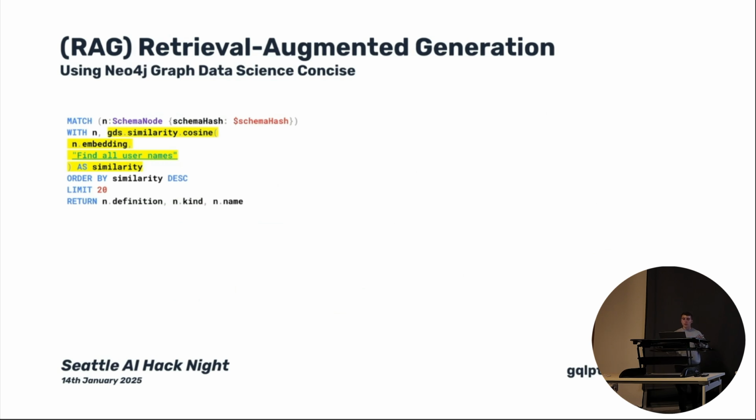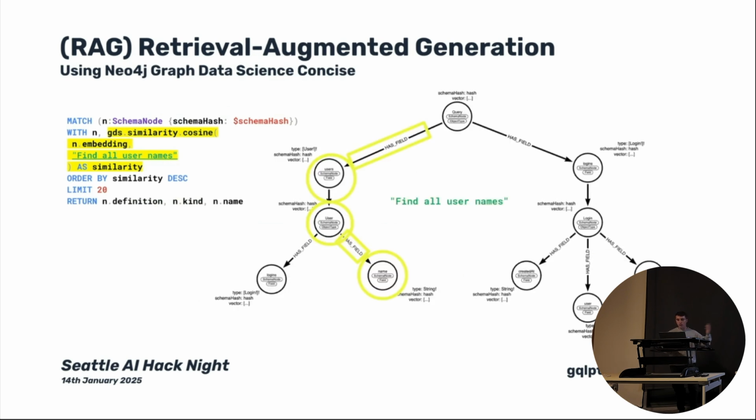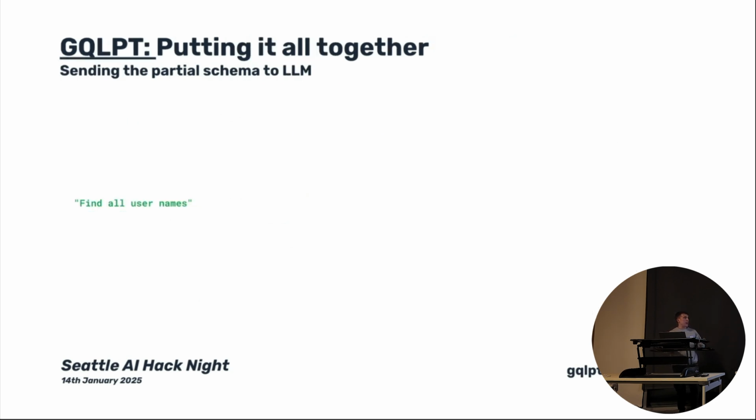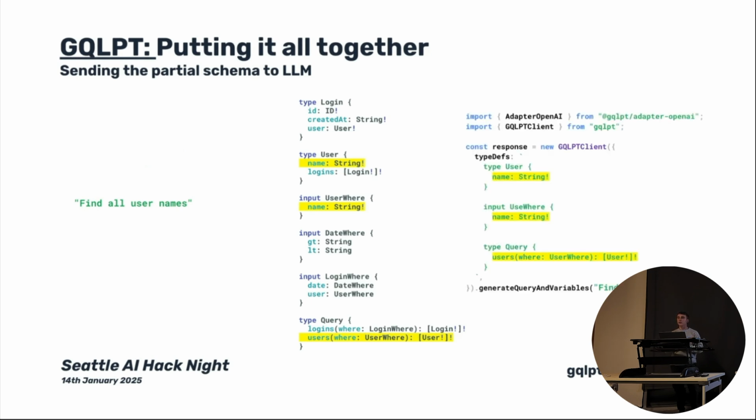So the way that we do that, once we have our vector store in place, is we can use some of Neo4j's graph data science libraries. And this one's using the similarity cosine. And I've put a link to that in the docs that you'll have access to. It's basically looking at all the vectors that I've created, and it's comparing it against the plain text string. And then it's giving me all the schema fragments that are relevant to that plain text string. And then it looks like that. So find all usernames, let me find all the relevant parts in the graph, and then I can reduce that down into a small schema and then provide that to whatever tool. Maybe it's GraphQL Plain Text, maybe it's another tool that you have.